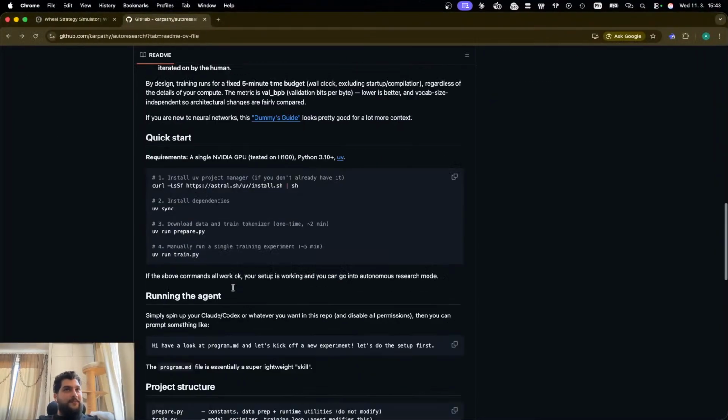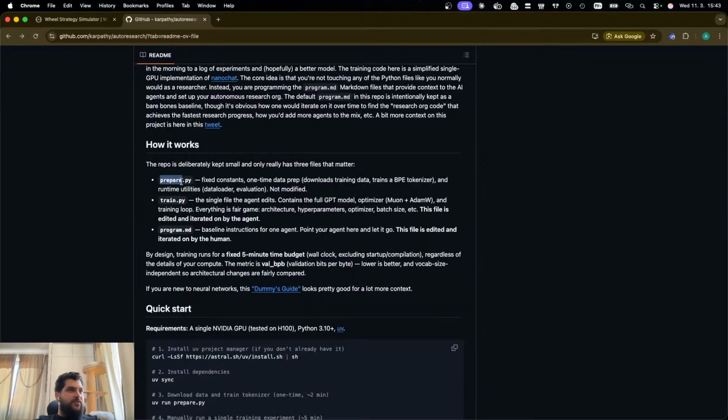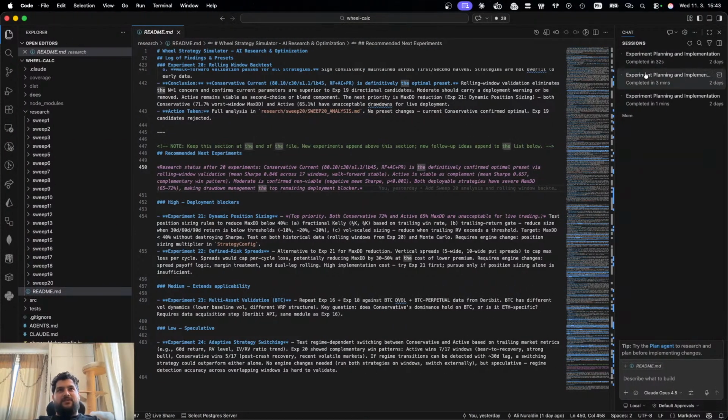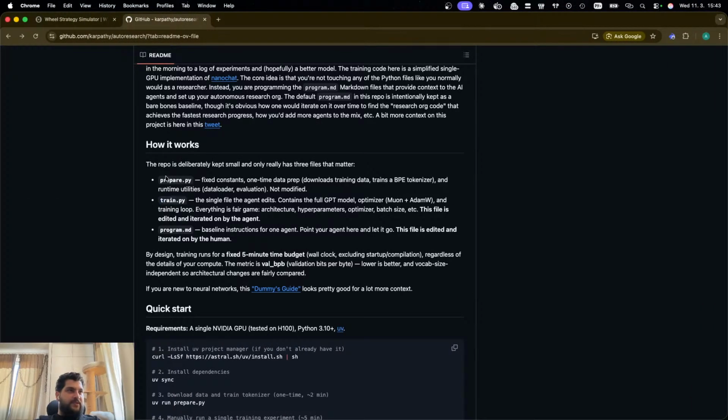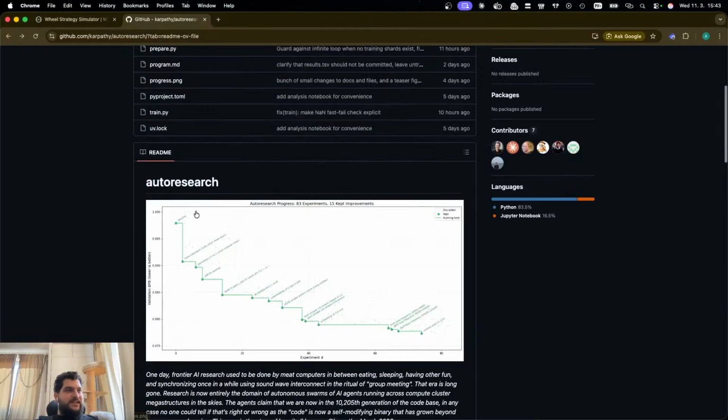That's cool. As far as I know, what you can do here is just three simple files: prepare, train, and program. Program is our instruction that we do with the prompting. This is what we are basically writing here all the time: experiment planning, experiment planning, and so on. Then there is prepare, and there is train. I think this one prepares a new experiment, and this one runs a new experiment. And validate. So this is basically exactly the same thing.